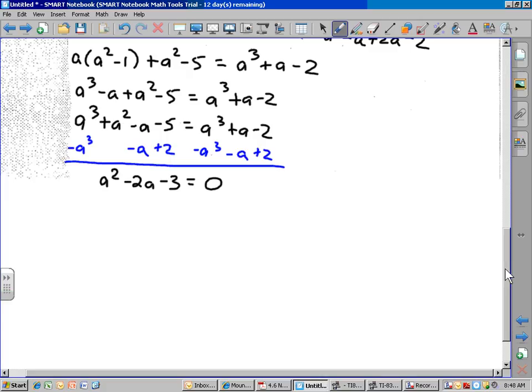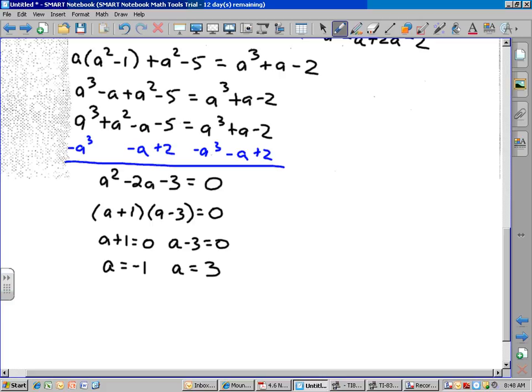This looks factorable. So a plus 1 and a minus 3. Okay, the outside is a negative 3, the inside's a plus 1. That's a minus 2. FOIL it back together if you're not sure. But this definitely checks out. Set each factor equal to 0 and solve for a. So these are our two solutions. These are the solutions that we got.